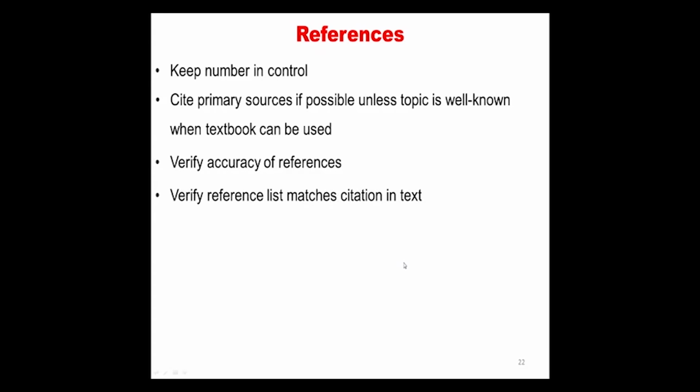Okay, references. So you've now finished your paper. You need to now make a reference list, a bibliography of everything, the work that you've cited. Try not to have a gazillion references. Journals don't like that. It adds to the page count. Sometimes they even have limits on that. Cite the primary sources if possible, unless the topic is well known enough that you can use a textbook.